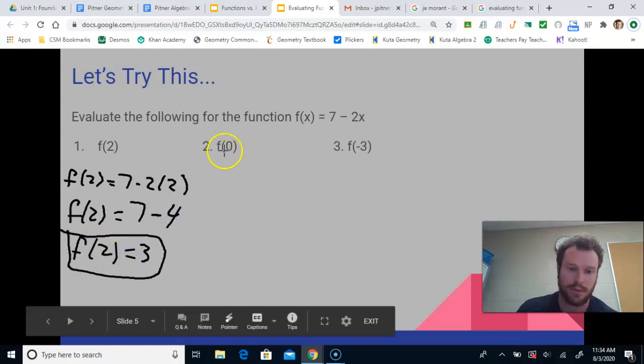Now, let's run through these really quick. We could probably do the rest of these in our heads. So f of 0, that just means we're substituting 0 into x. Well, 7 minus 2 times 0, 2 times 0 is 0, so 7 minus 0 equals 7.